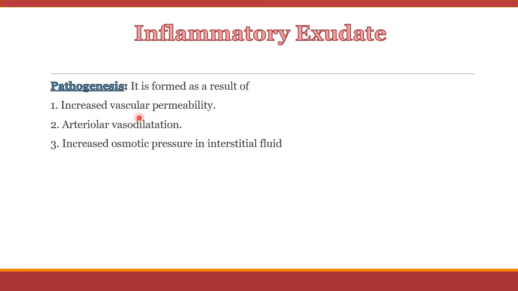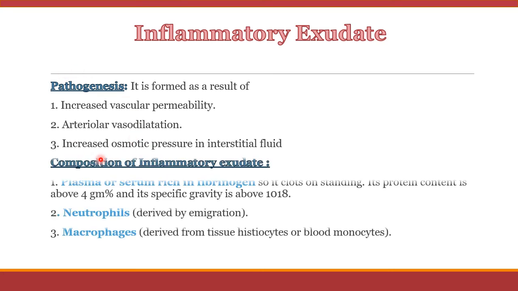So again, for the pathogenesis of the inflammatory exudate, we have increased vascular permeability, arteriolar vasodilatation, and increased osmotic pressure in the interstitial tissue because of increased plasma proteins in the interstitial tissue. And at the same time, decreased osmotic pressure inside the blood vessel because of loss of the proteins from inside the blood vessel. These are the three main factors that lead to formation of the inflammatory exudate.